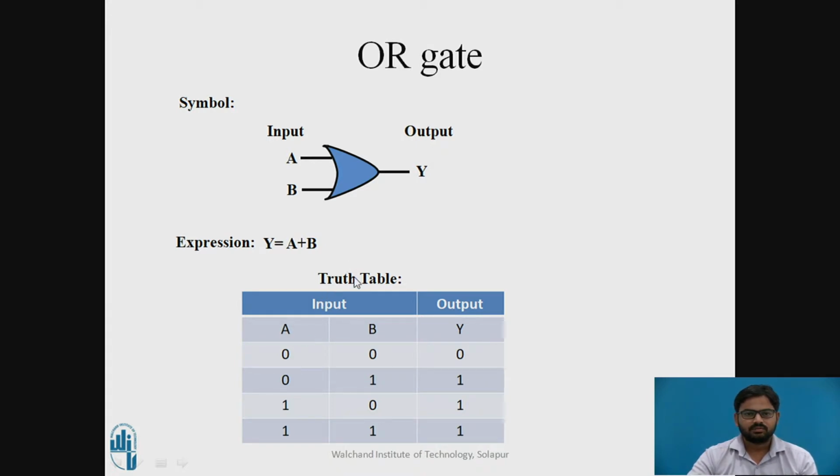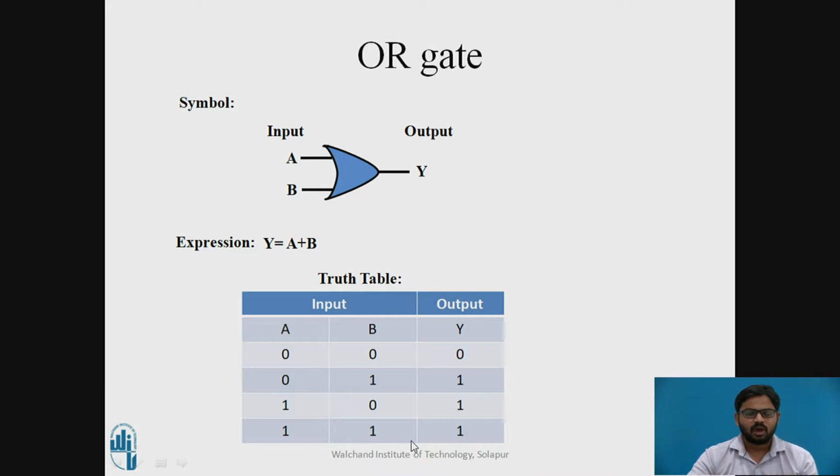OR gate. The OR gate has 2 inputs and a single output. A and B are the inputs, and Y is the output. When both the inputs are 0, 0, low, low, the output is low. When one input is low and the other input is high, the output is high. When one input is 1 and the other input is 0, the output is 1. When both the inputs are 1, that is high, the output is high.